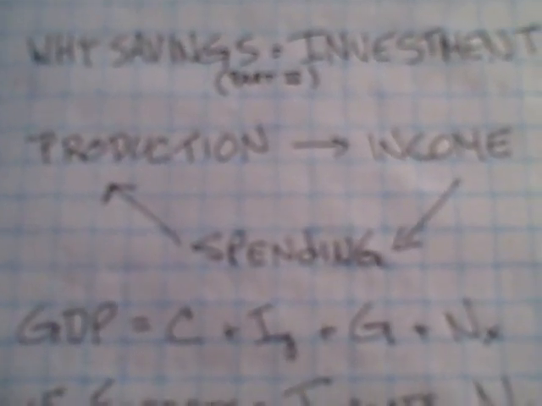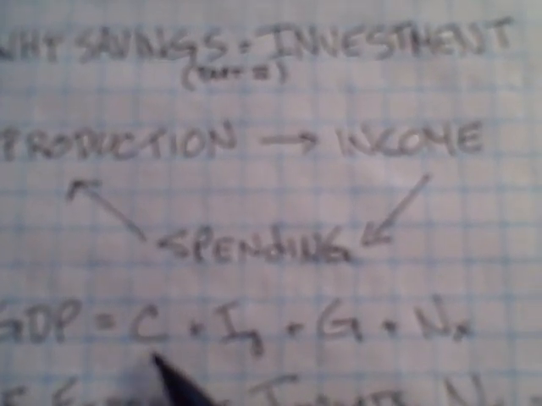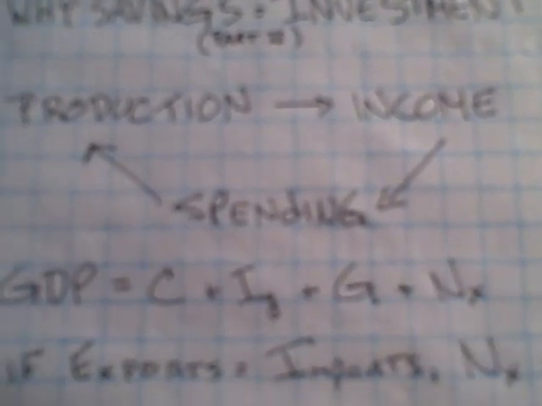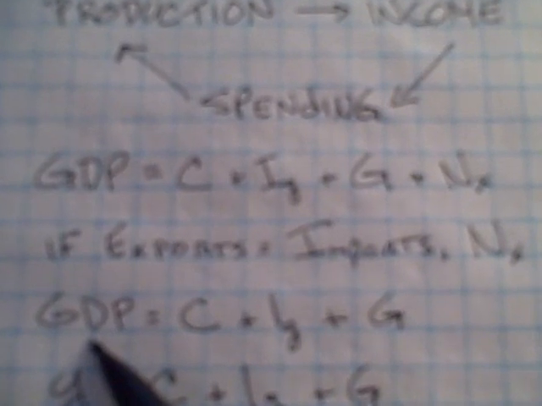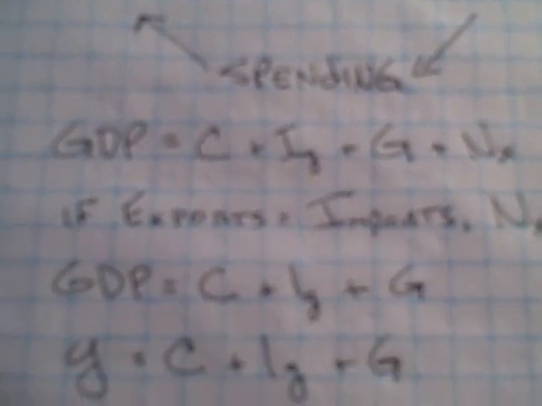So it's not surprising that economists like to say that gross domestic product equals spending on consumption by consumers, investment goods, government spending, and net exports. If we assume that exports equals imports, then net exports equals zero. Thus, our national income account's identity becomes GDP equals C plus I plus G. It's customary in econ to say that production equals income and Y is the variable used for income. So rewriting this equation becomes Y equals C plus I plus G.